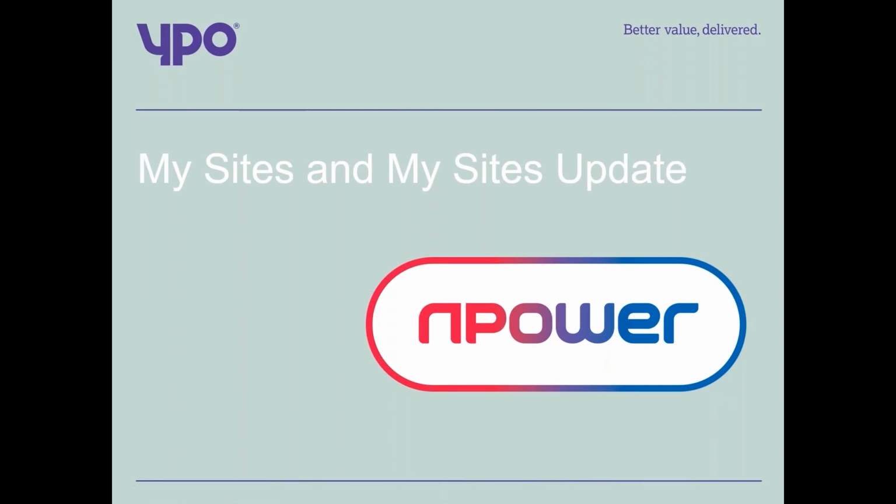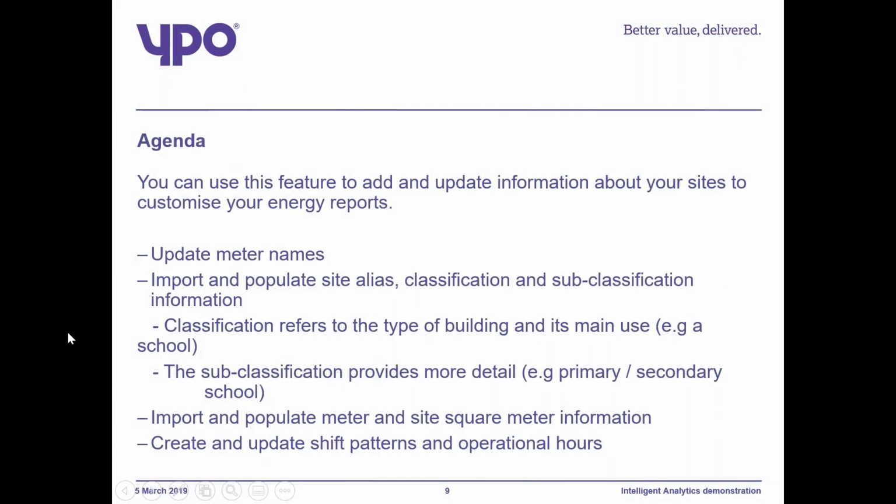So the next section I'm going to talk to you about is the My Sites module. And in this section, we will cover off how to update meter names, import and populate site alias classification and subclassification information. The classification refers to the type of building and its main use, for an example, school. The subclassification provides more detail, for an example, primary or secondary school.